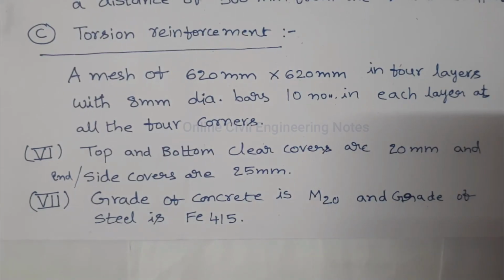C, torsion reinforcement. A mesh of 620 mm by 620 mm in 4 layers with 8 mm dia, 10 number in each layer at 4 corners. Number 6, top and bottom clear covers are 20 mm and end or side covers are 25 mm. Number 7, grade of concrete is M20 and grade of steel is Fe 415.